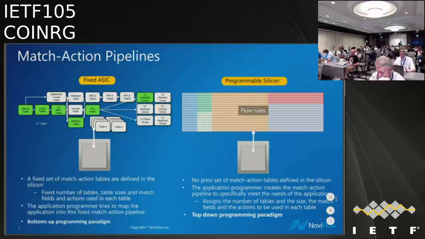And then on the right, you see a programmable silicon, and here there's no prior set of match action tables defined in the silicon. The application programmer creates the pipeline to specifically meet the needs of the application. The programmer from scratch says, I need this many tables, this is the size of the tables, the types of the tables, and what match fields and actions I want to use in each table. It really allows the programmer and the application to drive the packet processing pipeline in the silicon.